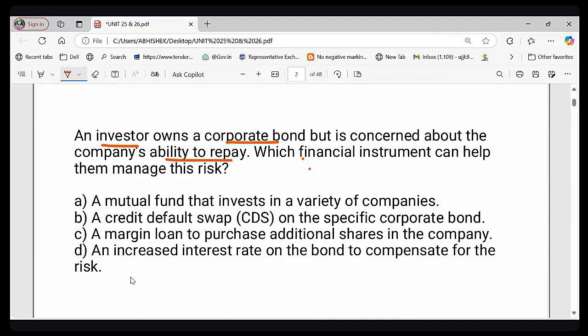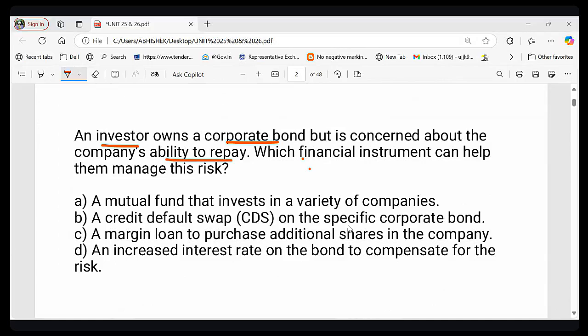So this is the question. Which financial instrument can help them manage this risk? Drop your answer in the chat. Let's see who gets it right. The concern is whether the company will be able to repay or not. Is it A, B, C, or D? Whatever you think.